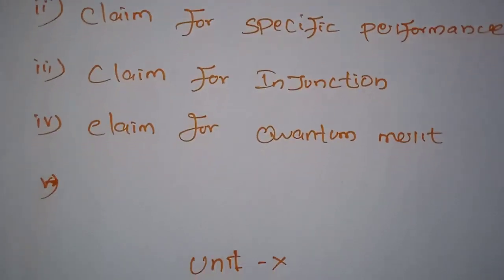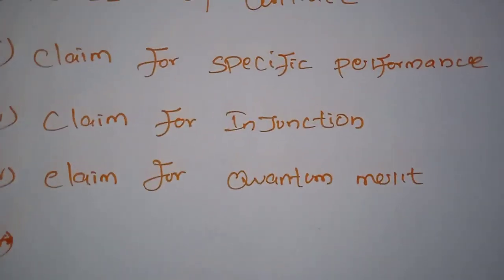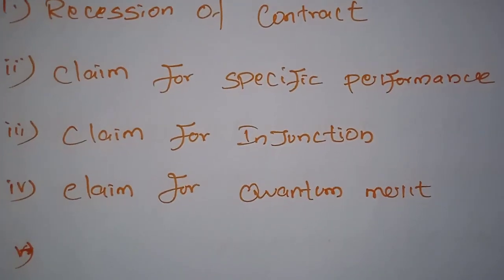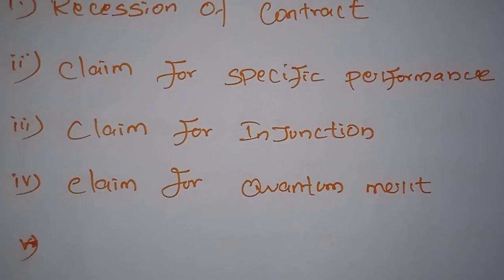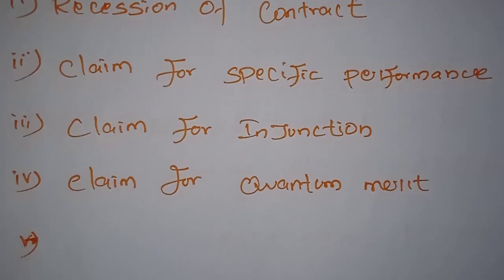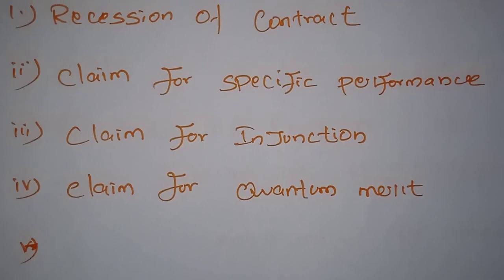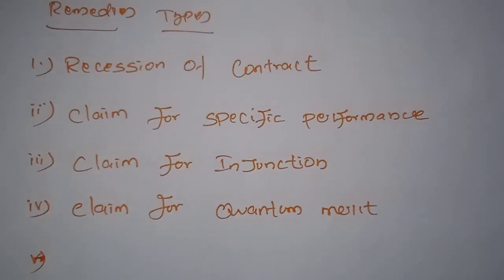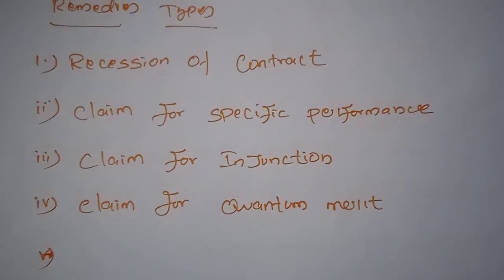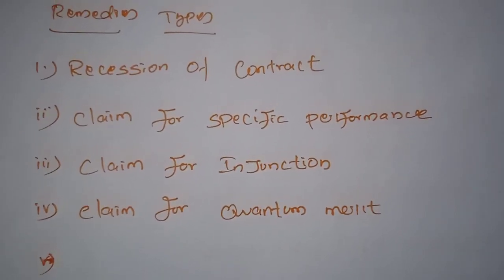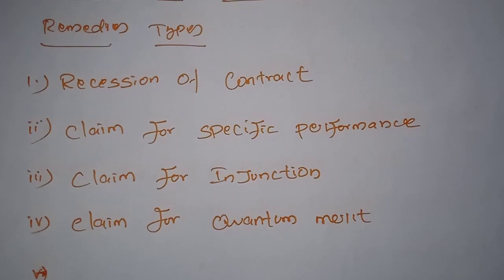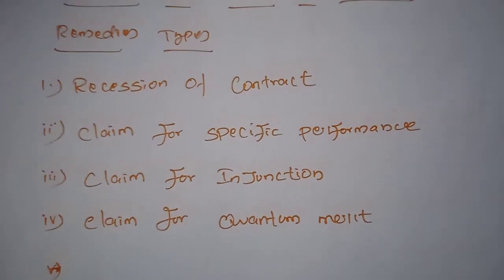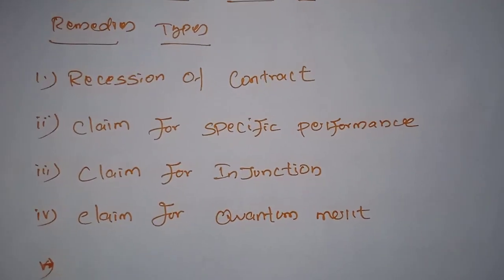Next, the claim for quantum meruit. The claim for quantum meruit may arise if a contract performed by one party has become discharged by breach of the other party. So, in any way, in some of the cases, some of the remedies may arise. Okay, students. So there is no need to explain more, because we can go to the next chapter.